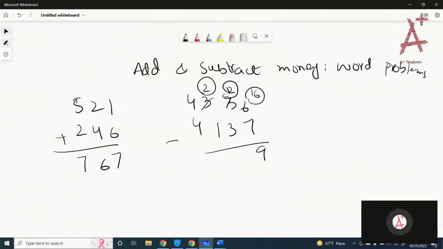It would be now 12. 12 subtract 3 is 9. 2 subtract 1 is 1. And 4 subtract 4 is 0. Got it? So it would be 199.